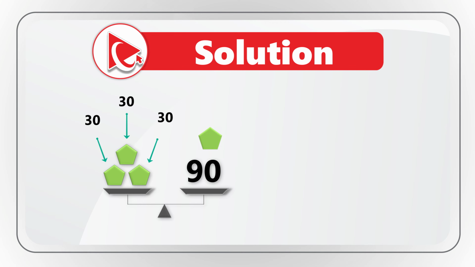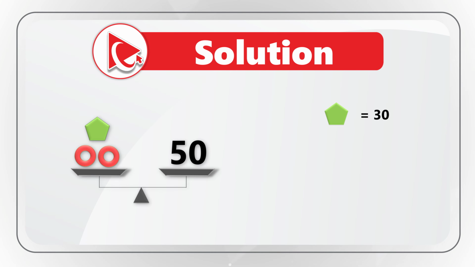value of 30. Second scale contains 1 pentagon and then 2 bagels, and the combination of these shapes equals number 50. We already know the value of pentagon, which is 30. All we need to do is divide the remainder of the calculations 50 minus 30, which equals 20, by 2, because there are 2 bagels, and calculate the value of bagel, which is 10.